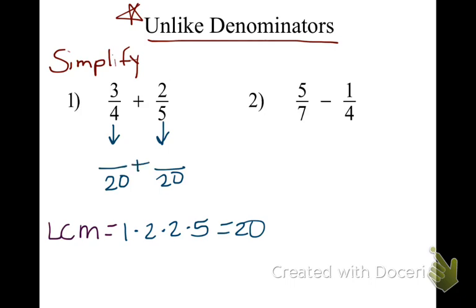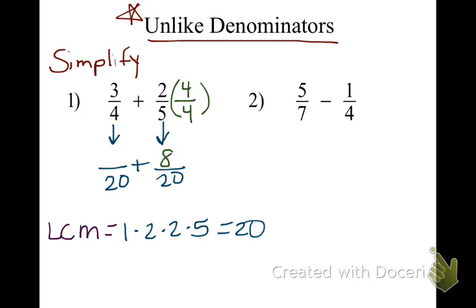Don't forget we're adding them now. How does 5 become 20? 5 becomes 20 by multiplying it by 4. And whatever you do to the bottom, you must do to the top. So 5 times 4 will give me my 20, which I'm looking for. Now I do 4 times 2, which will give me what? 4 times 2 will give me 8.